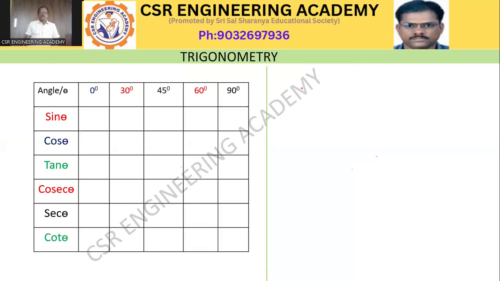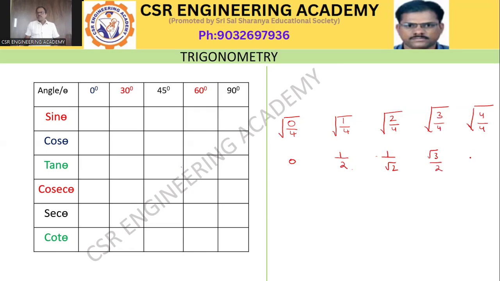In this video, we are going to discuss how to fill this table easy way. Write digits 0 to 4: 0, 1, 2, 3, 4. Divide each digit by 4, then take root. The root 0 by 4 is 0. Root 1 by 4 is 1 by 2. Root 2 by 4, 1 by root 2. Root 3 by 4, root 3 by 2. Root 4 by 4, 1. So first row is 0, 1 by 2, 1 by root 2, root 3 by 2, 1.